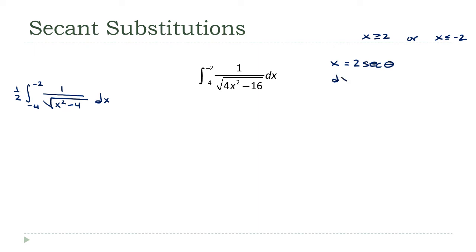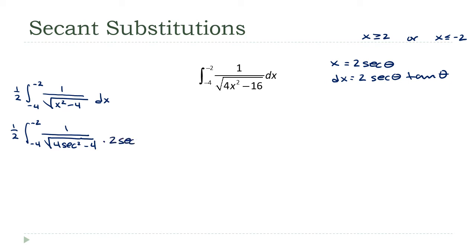So dx equals 2 secant theta tangent theta. And well, let's do our substitutions. 1/2 the integral from negative 4 to negative 2, 1 over the square root of 4 secant squared theta minus 4, times 2 secant theta tangent theta d theta.